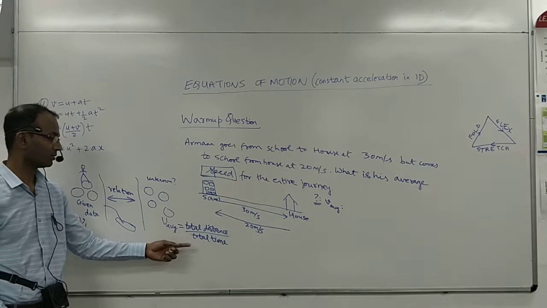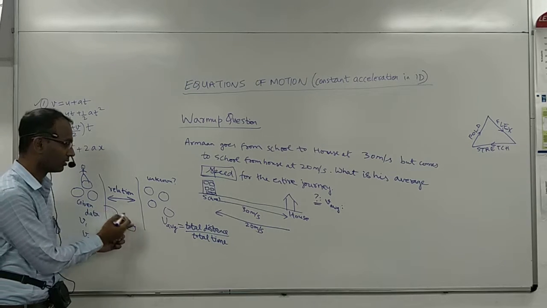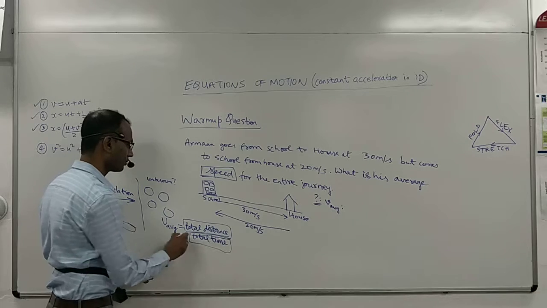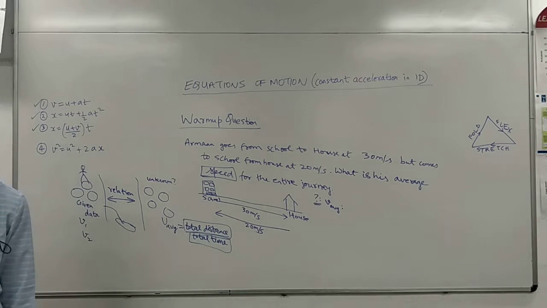Now, how do we progress? From this side, we have started building the bridge to the given data. We have found out that we need to find the total distance and total time. So, what is the total distance? Distance is 2x. Very good.